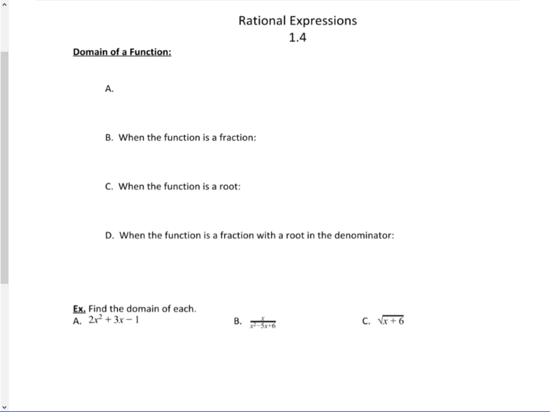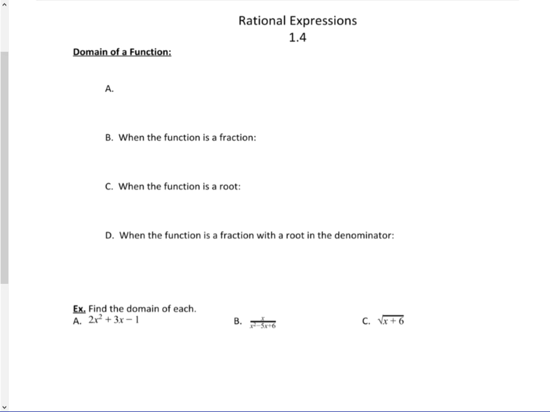Let's get started. So please take out your notes packet and turn to the page of 1.4 for rational expressions. Please pause this recording as students are doing so if they haven't done so already. All right, once you're ready, we're going to be talking about rational expressions, aka expressions that have fractions in them.